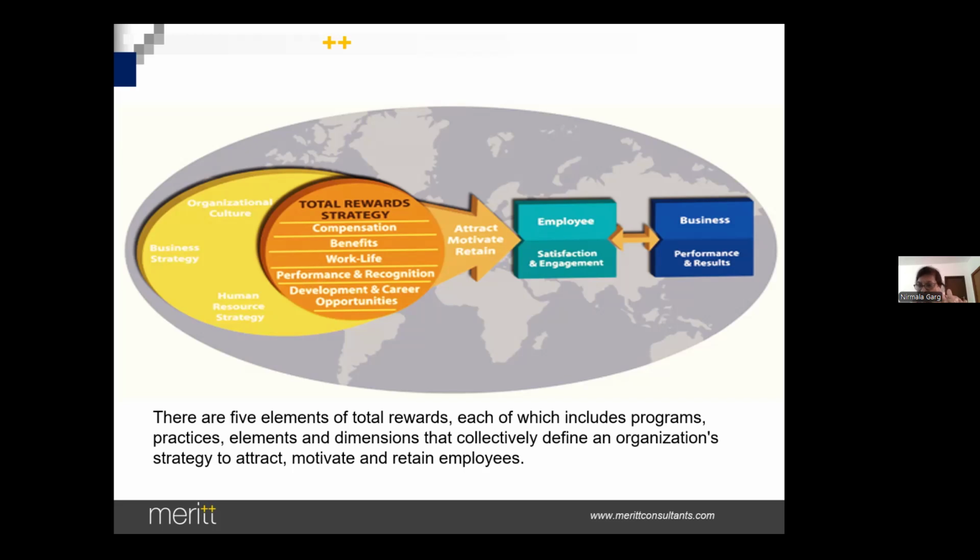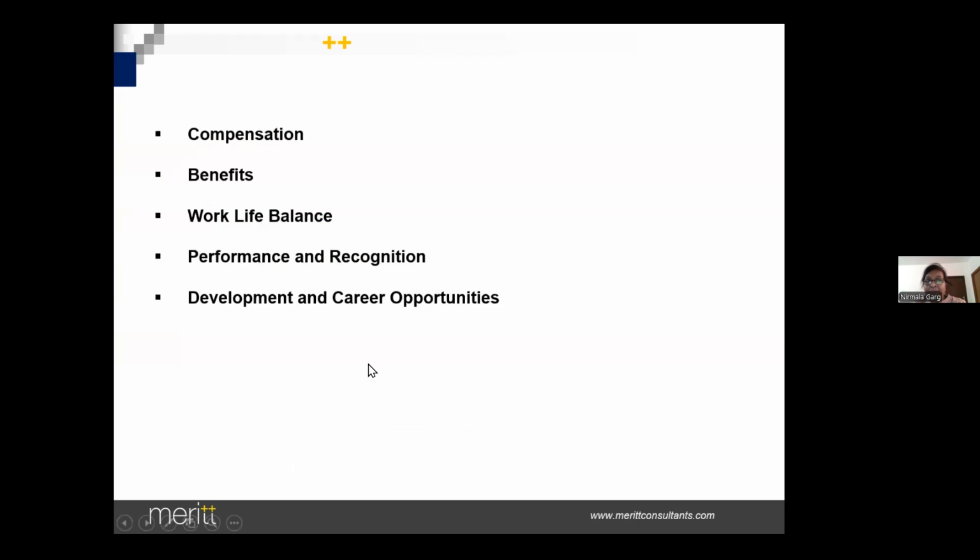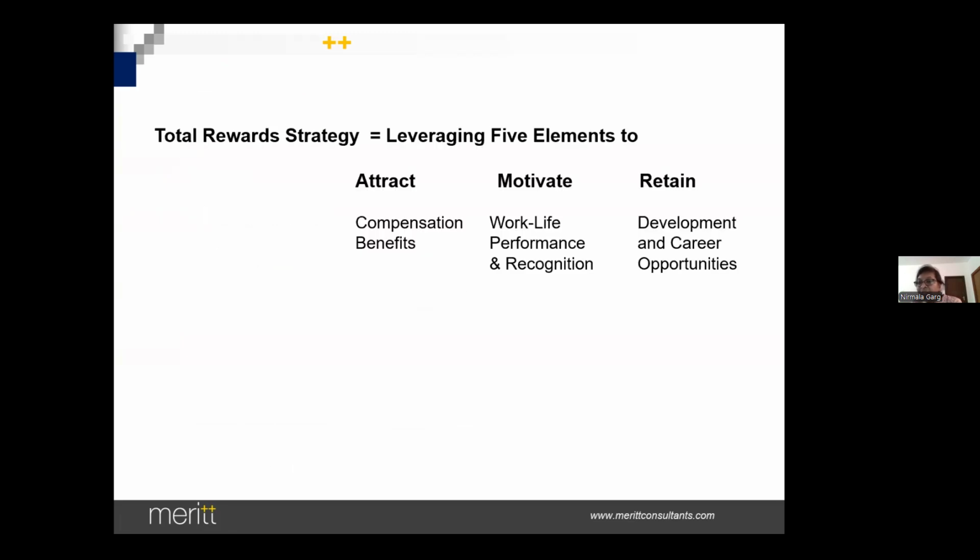Now, depending on the business focus, the kind of market environment, and the kind of people they need to attract, motivate, and retain, they will define and derive a very well communicated total reward strategy, which becomes your employee value proposition. You got that? Okay. So we talked about compensation, benefits, work life balance, performance and recognition, development and career. These are 5 elements, and if you weave them together, you design a strategy to attract, motivate, and retain.